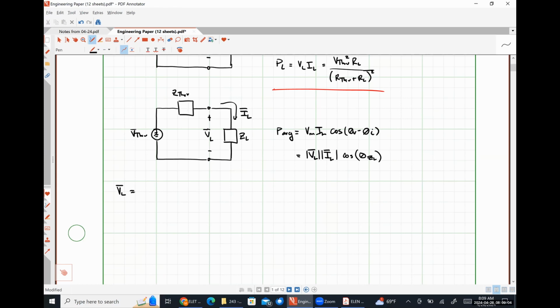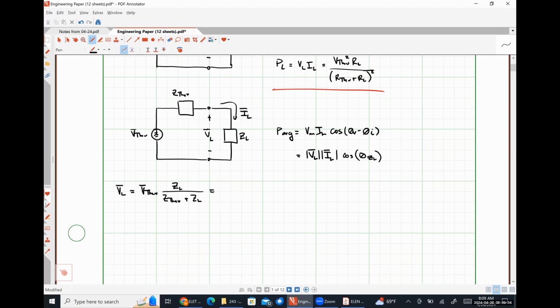So I would argue that we could very easily use voltage division to find this voltage VL, right? So that would be our phasor Thevenin voltage times the impedance ZL divided by ZThev plus ZL. Direct application of voltage division, nothing remotely wild or crazy there, okay?